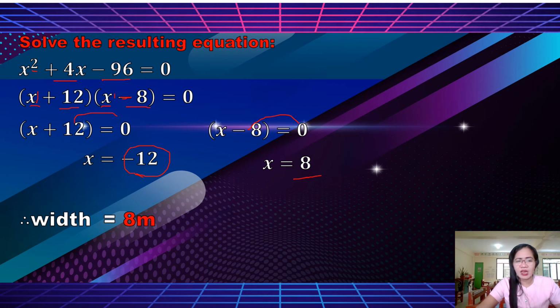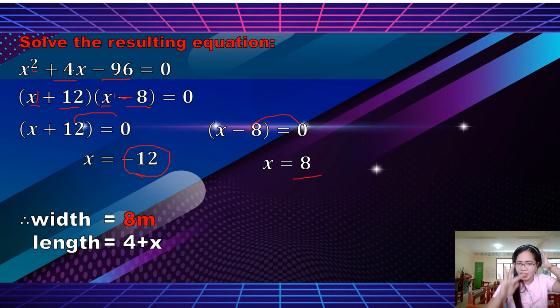So, sa pagkuha sa length, ma'am, naa dito sa ato ang first nga solution. Katong, wait, katong length equals 4 plus x. Katong gilet x na to ba? Then length is 4 meters longer than its width. So, substitute the value of x, which is 8. And 4 plus 8 is 12 meters. So, therefore, the value of your width is 8 meters and the value of your length is 12 meters.